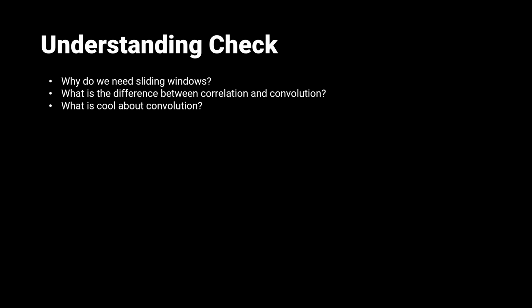The thing we were talking about in template matching is called sliding windows. The question is, why do we need to have sliding windows? Why can't we just do it in a single go? What is the difference between correlation and convolution? And what is the coolest thing about convolution?